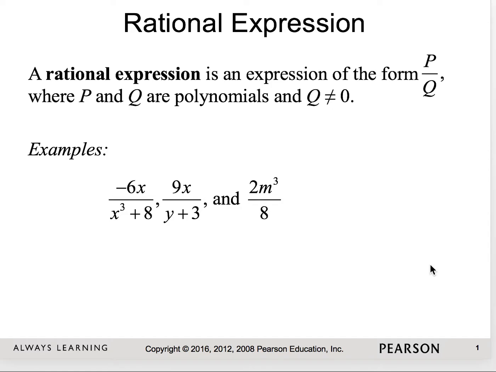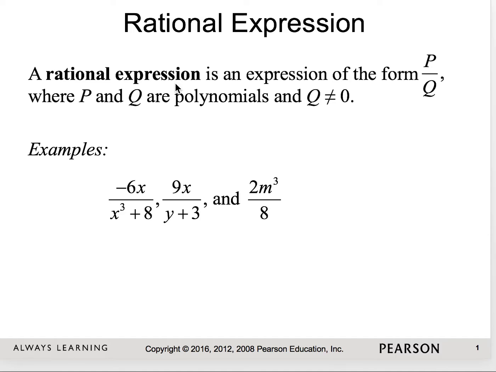Okay, now we're going to start chapter 6, and chapter 6 is going to be about rational expressions and equations. Basically, if you remember from our sets of numbers, rational means can be written like a fraction. So a rational number is just another way to say a fraction. So a rational expression means we're going to have variables in our fractions.